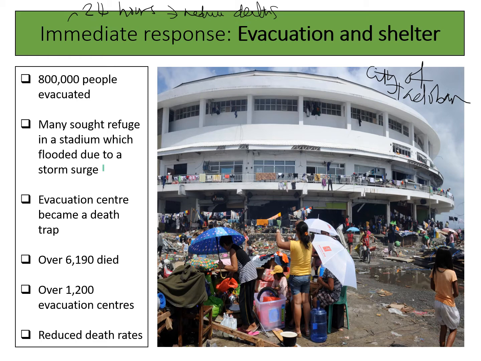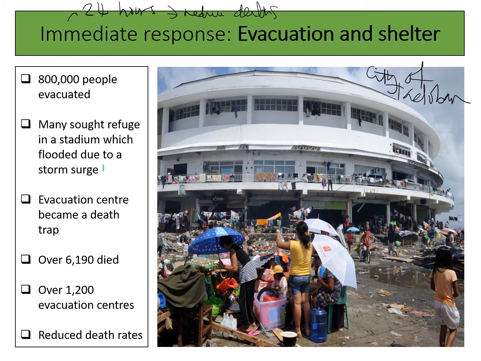But the problem was that even though it was safe enough to withstand the strong winds, so you can see it's made of reinforced concrete, so the wind speeds of 196 miles per hour would have meant that the stadium didn't collapse, they didn't account for a storm surge. A storm surge is when we get a large amount of water coming in from the sea after a tropical storm, and that flooded the stadium. So even though these evacuation centres were holding lots of people and rehousing them because their houses had been destroyed, it eventually became a death trap.